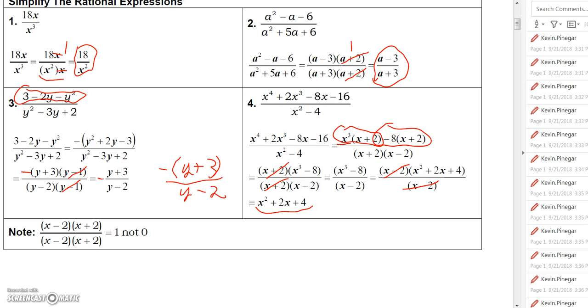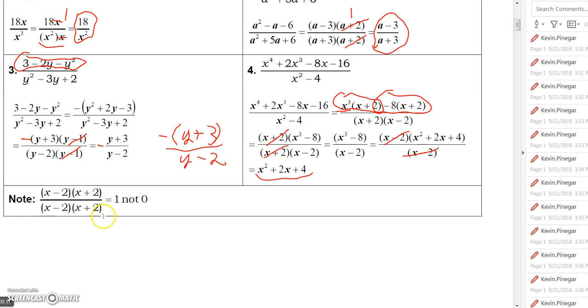I want to finish this with just one comment. If you have a rational expression where every factor in the numerator cancels with every factor in the denominator, make sure you realize that that would be 1 and not 0. Some students mistakenly think that's going to equal 0, but it's going to be 1 because x minus 2 over x minus 2 is 1, and x plus 2 over x plus 2 is 1, and of course 1 times 1 is 1.